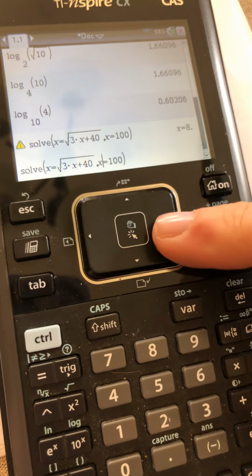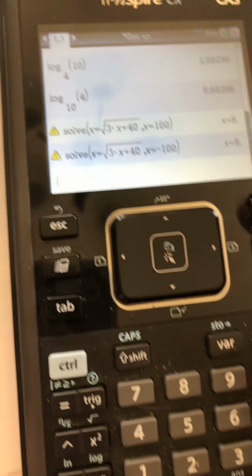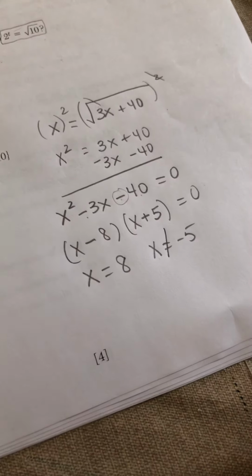And then change to negative 100. So it looks like, because the answer is 8, negative 5 is extraneous. So we've got to cross that out. And the answer is number 2.